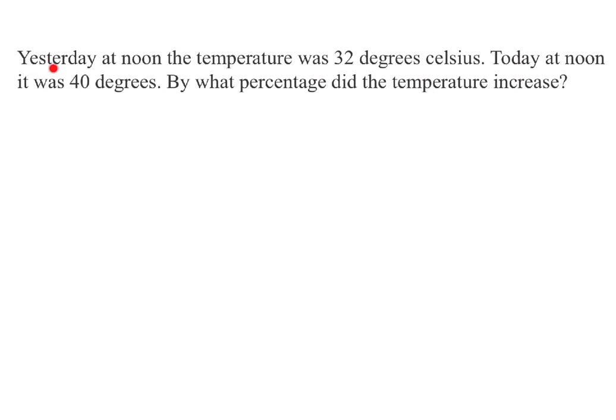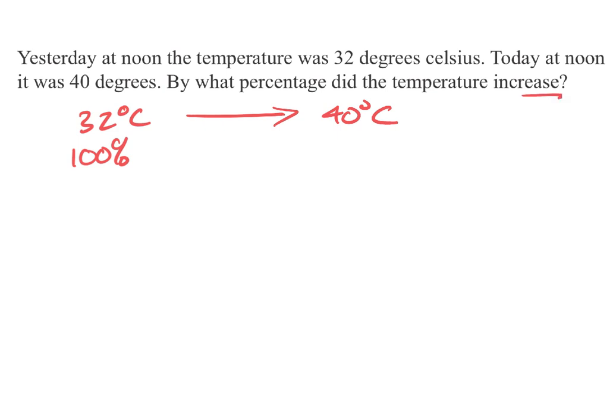With the second question, it says, yesterday at noon, the temperature was 32 degrees Celsius. Today at noon, it was 40 degrees. By what percentage did the temperature increase? So looking here, we started at 32 degrees Celsius and we ended up at 40 degrees Celsius. So our 32 degrees is our 100%. That's where we began. Now, what's our temperature increase? Well, our temperature increase is the difference between our two temperatures. So that is 40 minus 32, which is 8 degrees Celsius.